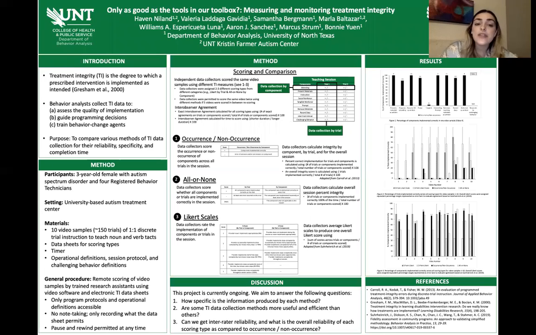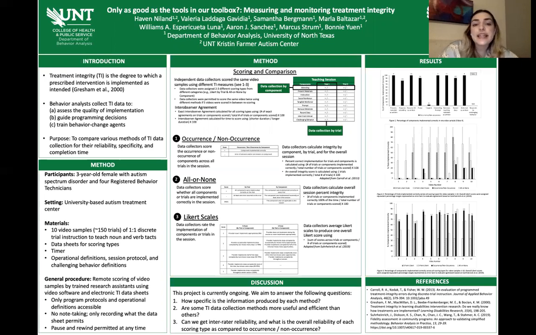TI data can be collected using different data collection systems that often vary in their reliability, specificity, and time to completion. The purpose of our project was to compare various methods of TI data collection across these three dimensions.